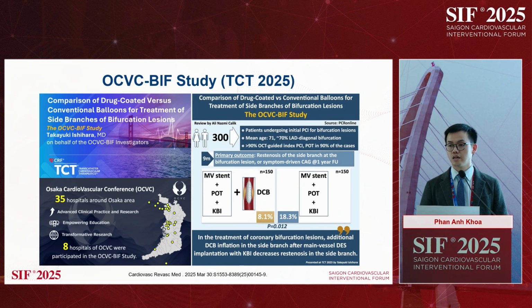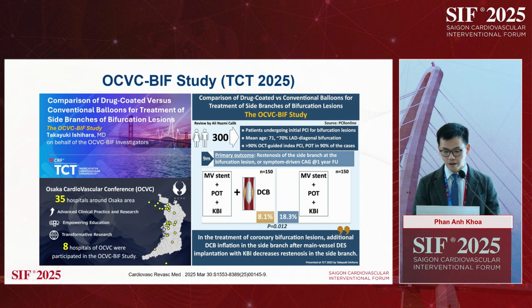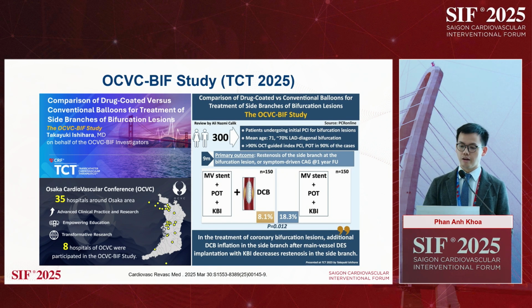And in TCT 2025, you can see the OCVC bifurcation study from Osaka, around 300 patients undergoing initial PCI for bifurcation lesions. They had a main vessel stent, the POT, and kissing balloon, and then used DCB. Another group had just kissing balloon only. And then you can see that the role of DCB after 1 year's follow-up is better than without the DCB.